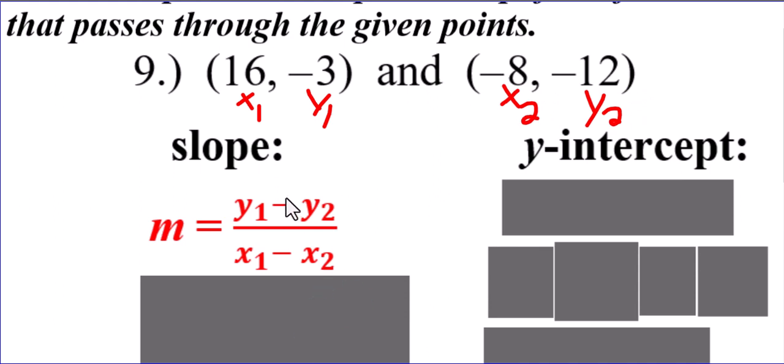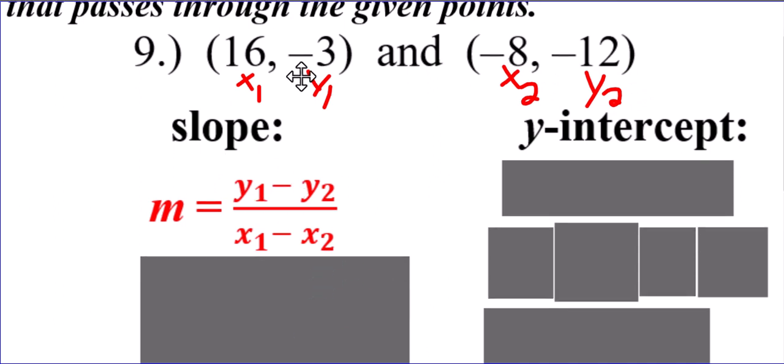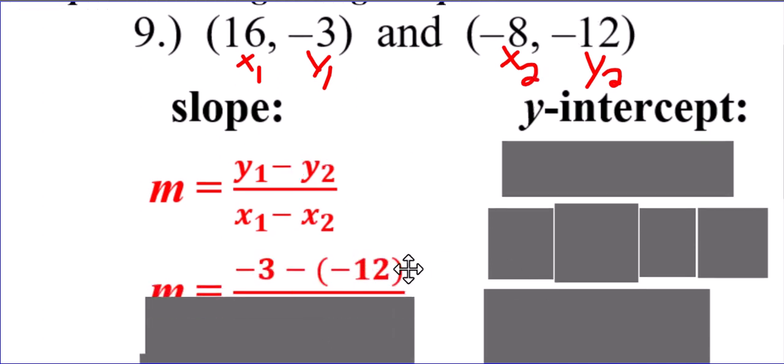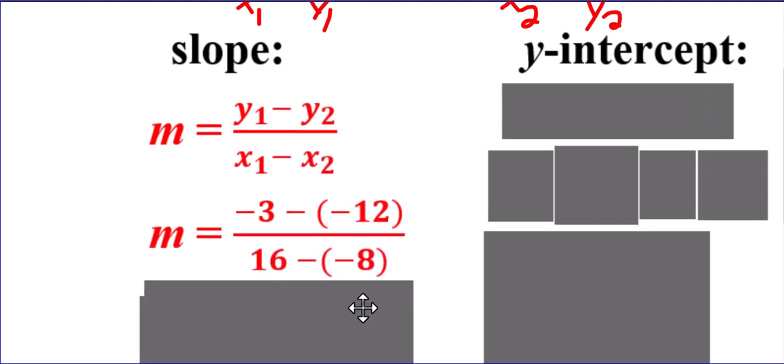Now I can put these numbers into the right spots. -3 is the y1, -12 is the y2. You don't really have to draw the parentheses here if you don't want to. I'm just showing it in the official way. The x1 is the 16, the x2 is the -8. Again, if you don't want to put the parentheses, you don't have to.